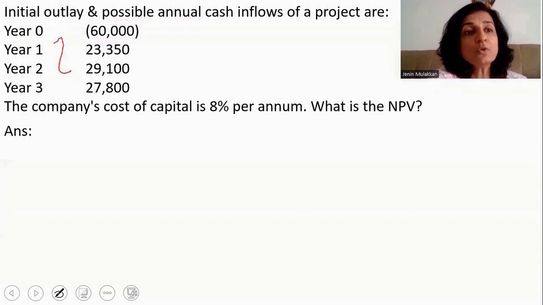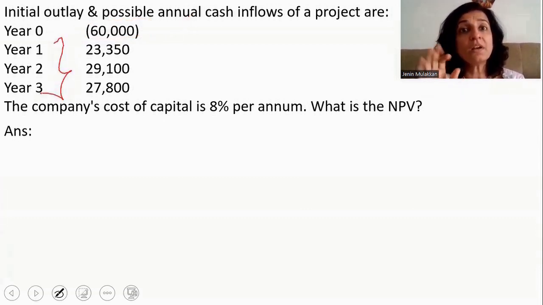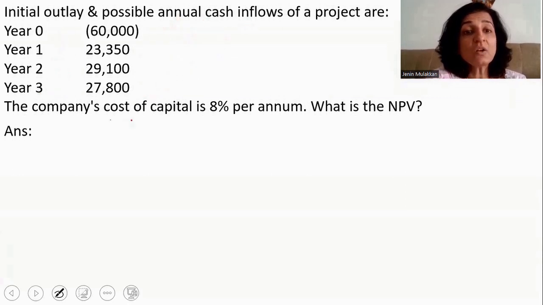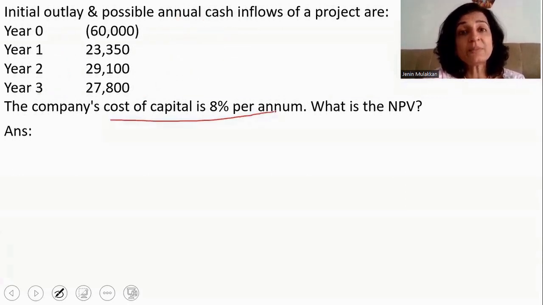And the cash inflows are for 3 years. It is not restricted to 1 year. For 3 years, you will be receiving the cash inflows. In year 1, you will be receiving 23,350. In year 2, 29,100. And in year 3, $27,800. The company's cost of capital is 8% per annum.